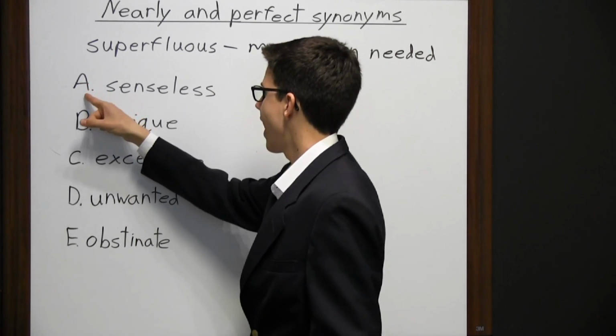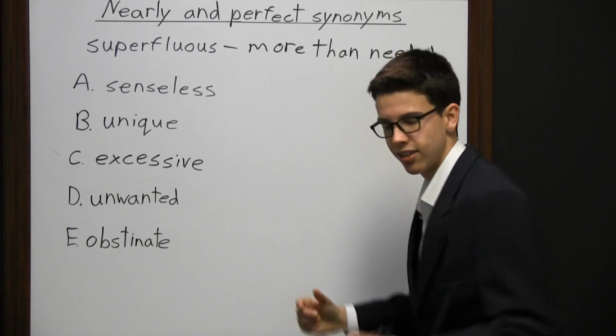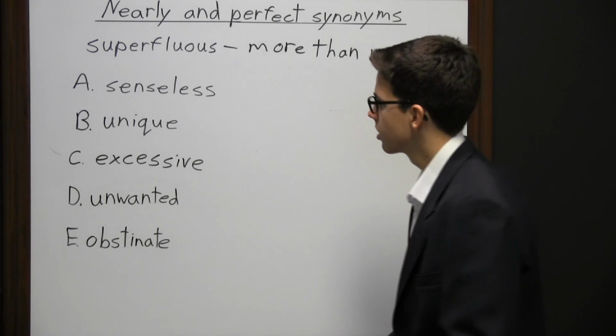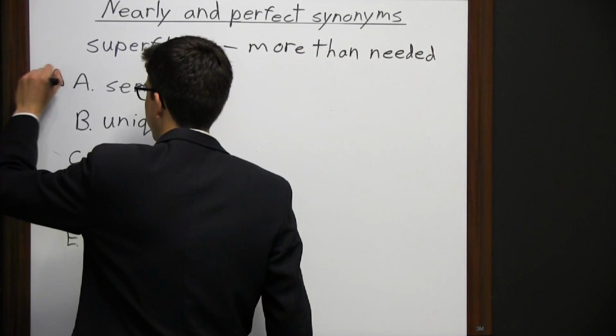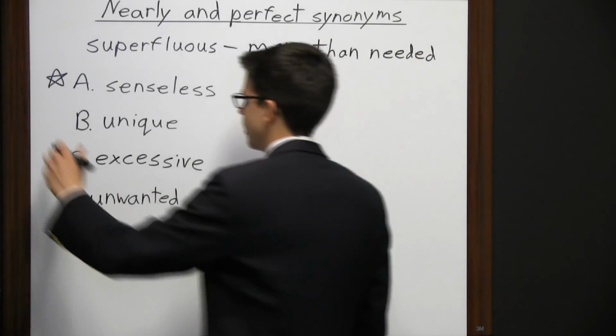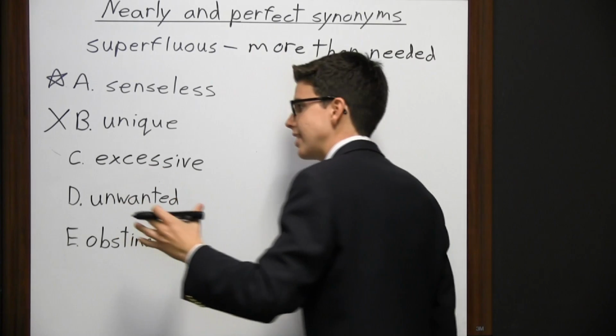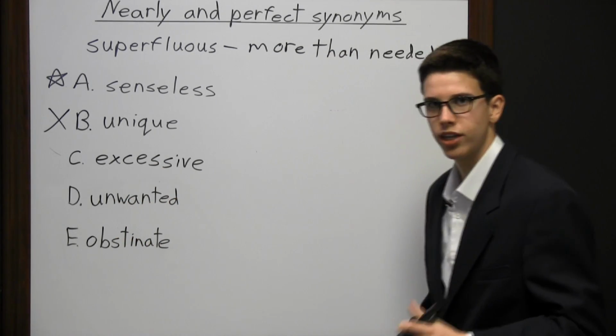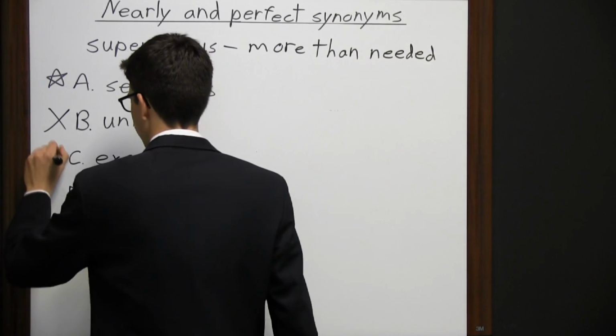So we have A, which says senseless. So it is senseless to use more words than needed. So we'll put a star next to A because that could be it. B says unique. Unique and superfluous definitely are not synonyms. We come to C, which says excessive. That's a pretty good synonym for superfluous.